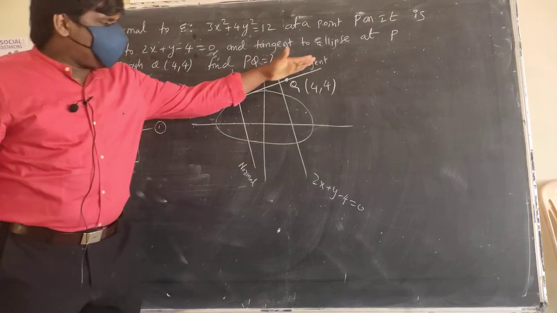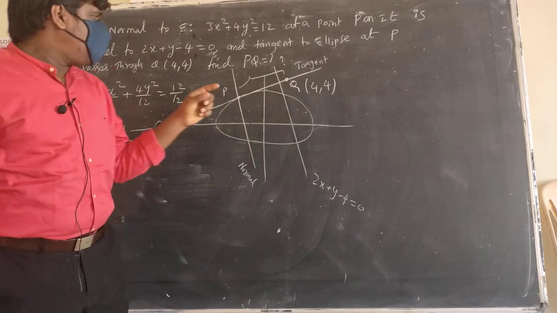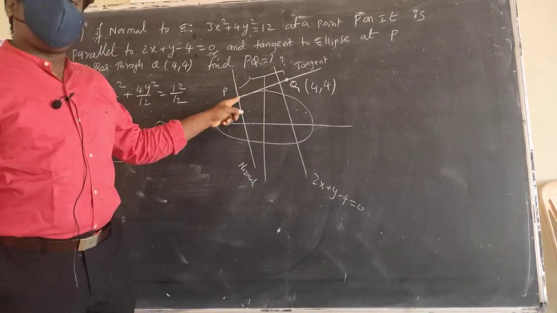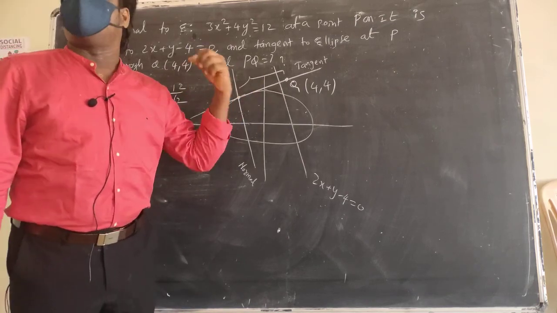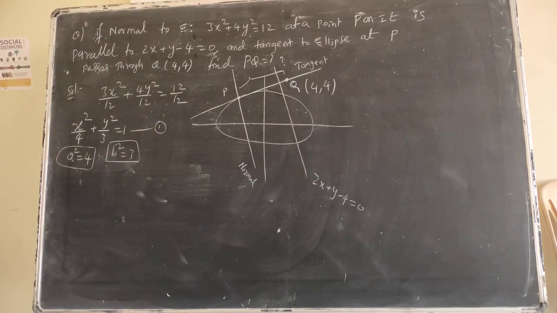This is the tangent. This tangent is passing through a point Q. The point Q is 4, 4. And P is the point of contact of the tangent. Then he is asking what is the length of PQ. This is the exact question. So hope you have understood the question.